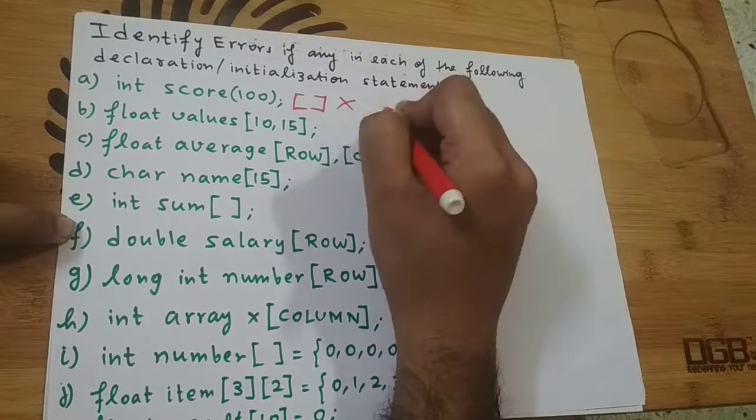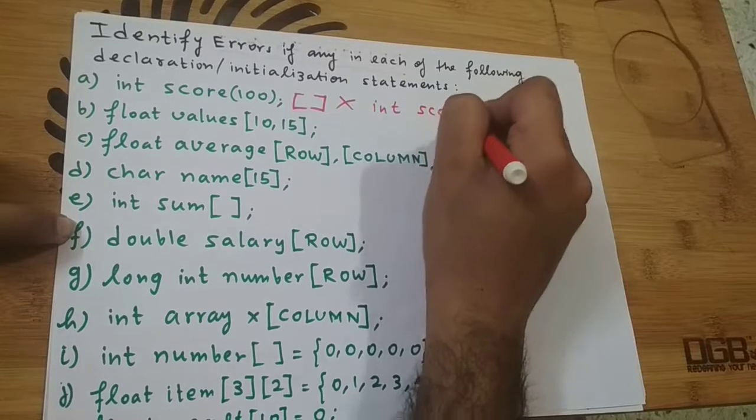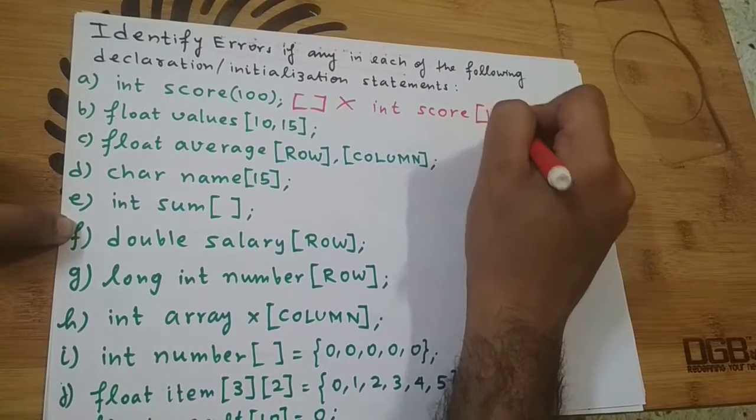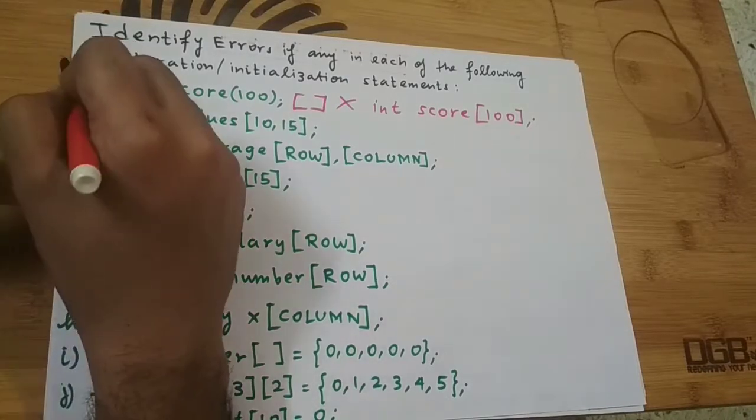And how can you correct it? Yeah, let's try to correct it. So we would write int score, within box brackets we would write 100. That does it. Okay, so number A is taken care of.